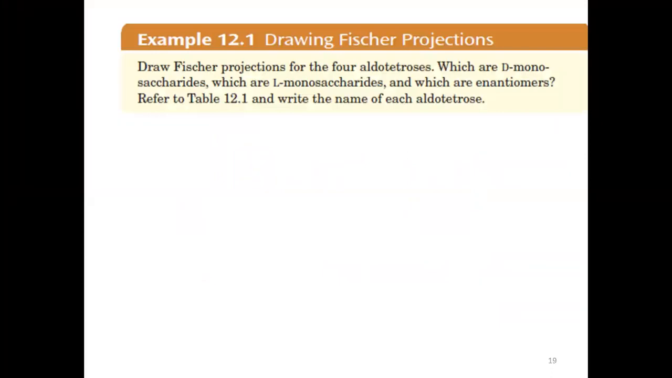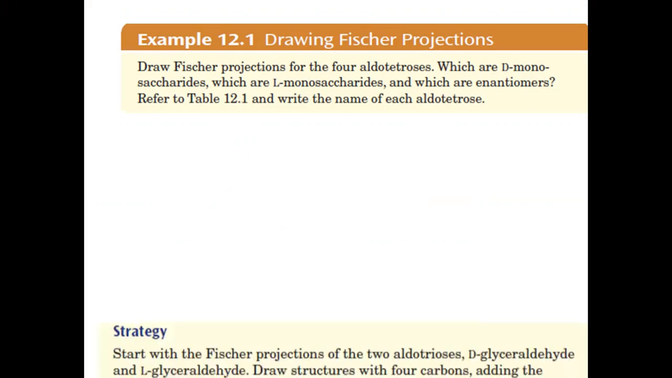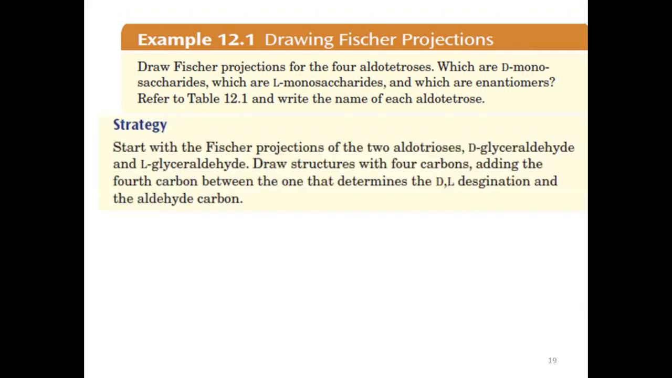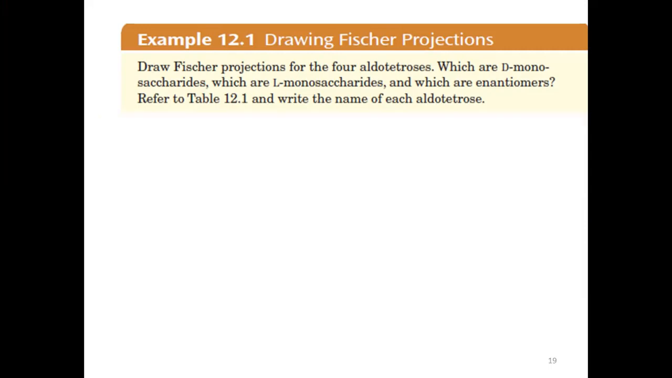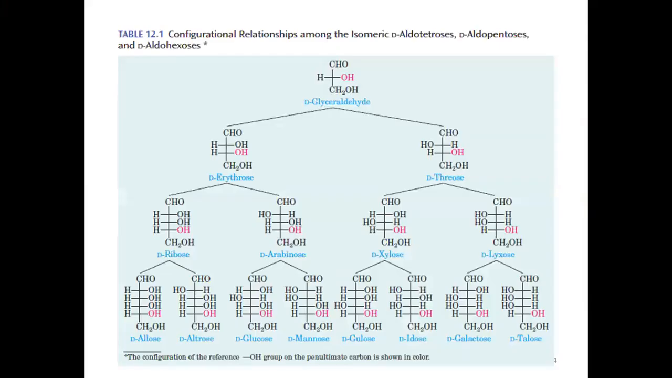Let's see, draw Fischer projections for the 4 aldehyde-containing sugars, and identify which are D monosaccharides and which are L monosaccharides. So what are the aldehyde-containing ones? You have this one, 1, 2, 3, 4. Okay. So you have the structure, and you can draw all the stereoisomers.